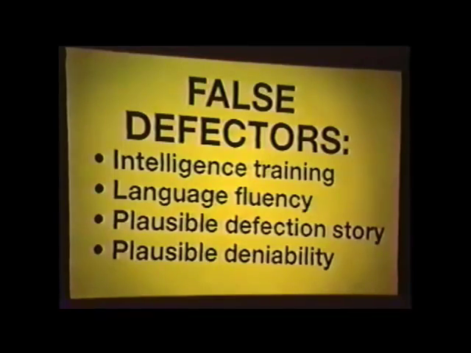I had become convinced that two Oswalds had been created as part of a false defector program to Russia. The false defector program required intelligence training, language fluency, a plausible defection story, and plausible deniability. John's excellent research is persuasive that I had been correct in my theory that there were too many Oswalds, that a second Oswald probably had been created by an intelligence agency using the identity of the original Lee Harvey Oswald to attain credible criteria for a false defector.